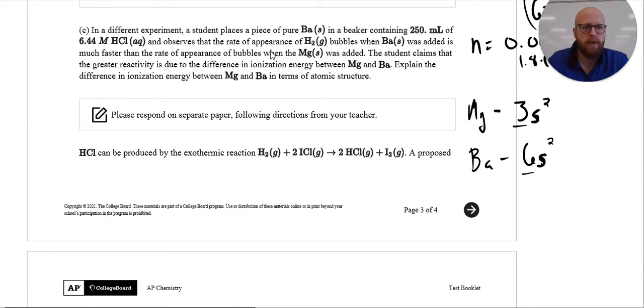Since these are much further away from the nucleus, barium's nucleus has much less control over them. So it has a lower ionization energy, or it takes less energy to steal these electrons than it does to steal these electrons. Therefore, we should see a faster rate.